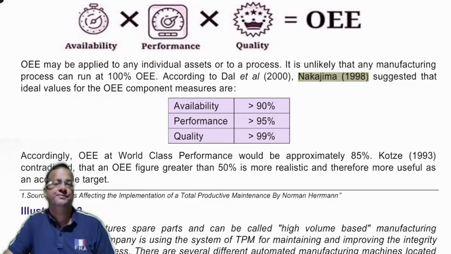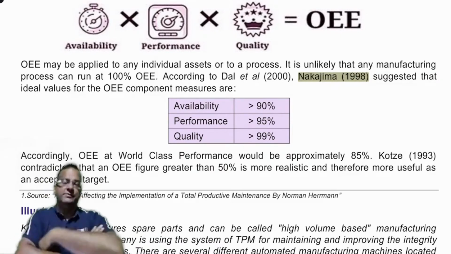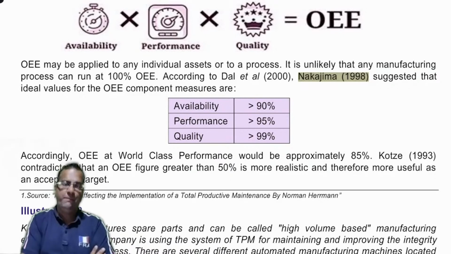Next line, second point. Performance ratio should be more than 95%. Next line, third point. Quality ratio should be more than 99%. And last point, write the fourth point: the overall OEE should be minimum 85%.